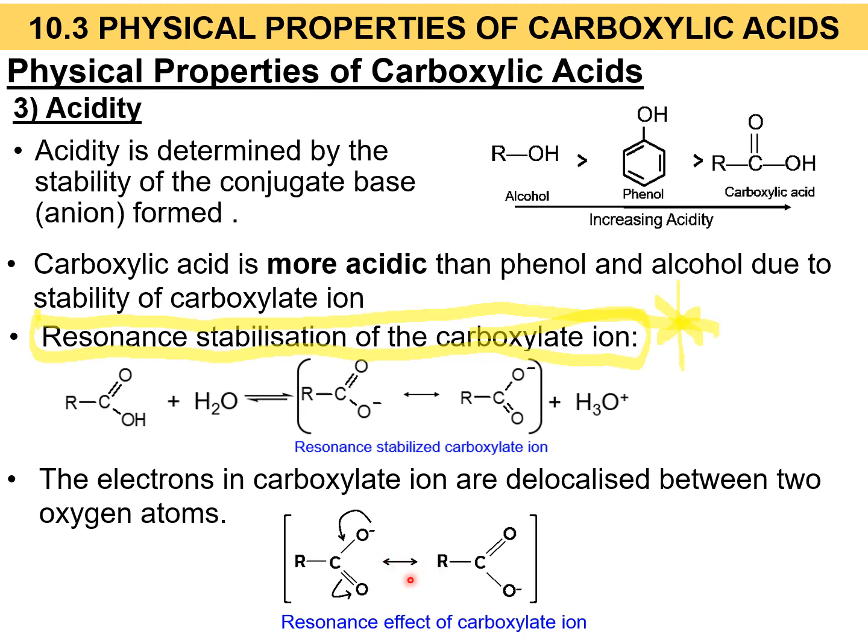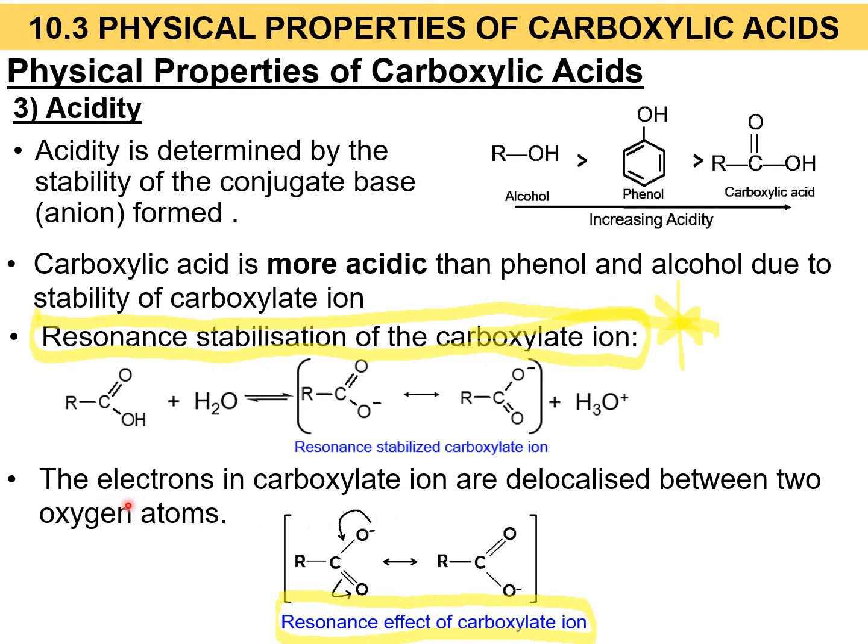Okay, so untuk show the resonance structure, you have to use this resonance arrow. Okay, so this is the resonance effect of carboxylate ion. This is the main reason why carboxylic acid is the most acidic sebab dia boleh buat, dia ada resonance effect of the carboxylate ion.